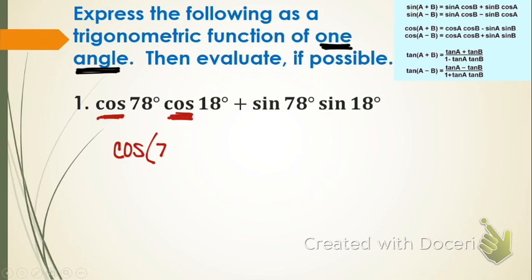I know I've got 78 and 18. What operator do I put in between them? Minus. Because cosine always has the opposite sign, or the opposite operator. So what's 78 minus 18? 60.